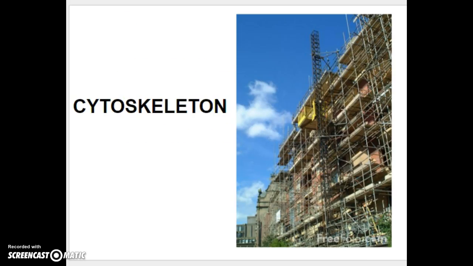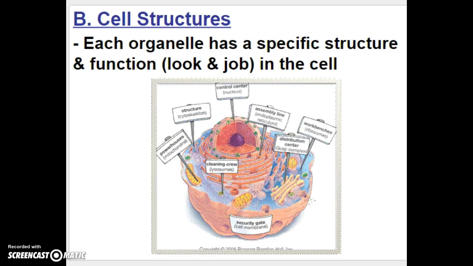So again, if our cell is a factory, the cytoskeleton is the floors and the walls and the ceilings. Cell structures. So we're going to go inside the plasma membrane. You will need to know for your unit test the structure and function of all of these organelles.